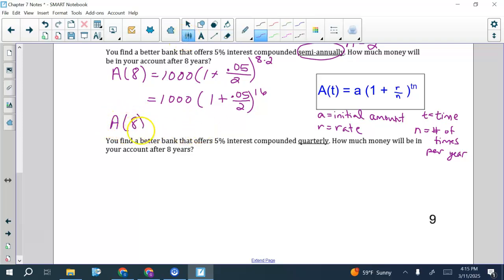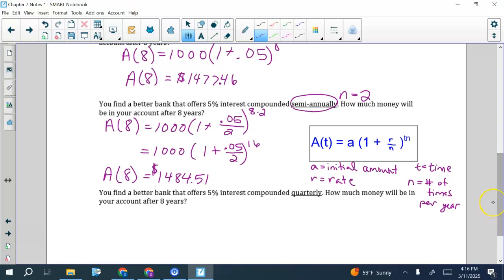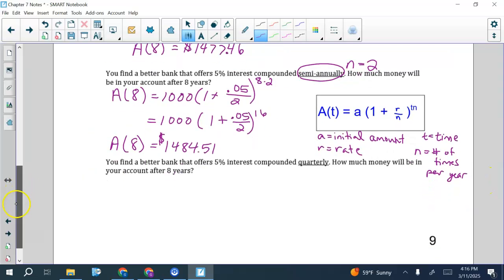All right, so if we compound that interest semi-annually, we should make a little bit more money, $1,484.51. So made a little bit more money, not too much more, but a little bit more. Okay.